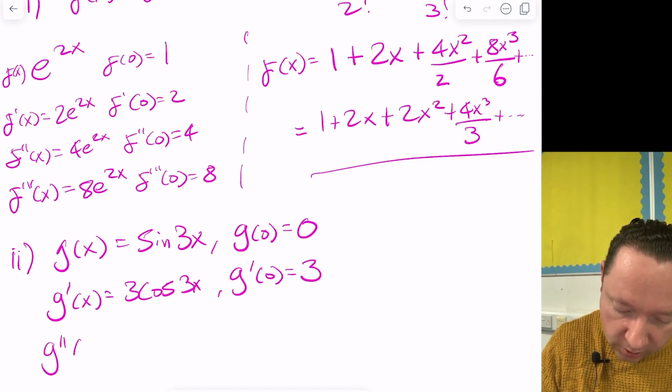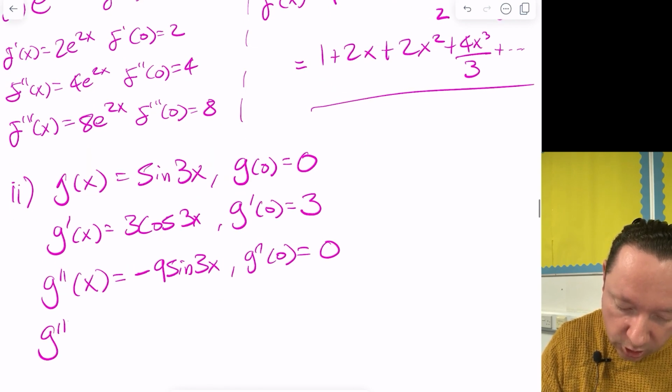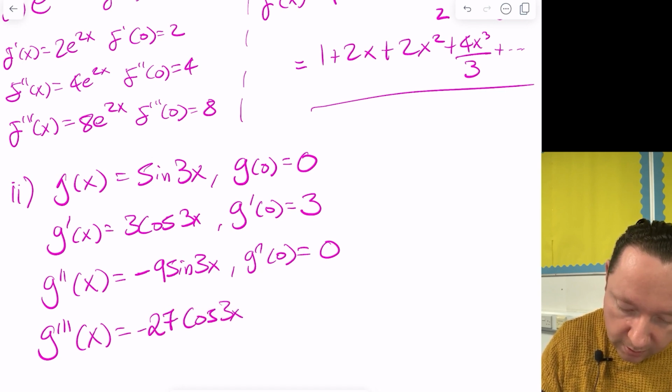g double dash is going to oscillate. We're going to go back to sine. That's going to be minus 9 sine 3x, which means g double dash 0 is still 0, and the triple dash is minus 27 cos 3x, so g triple dash 0 is minus 27.